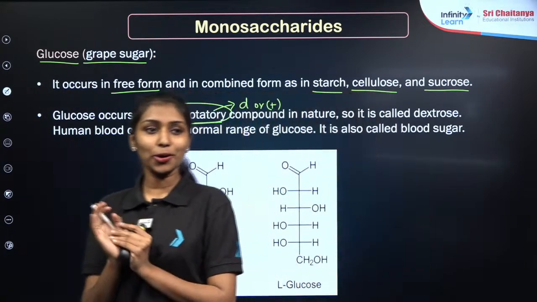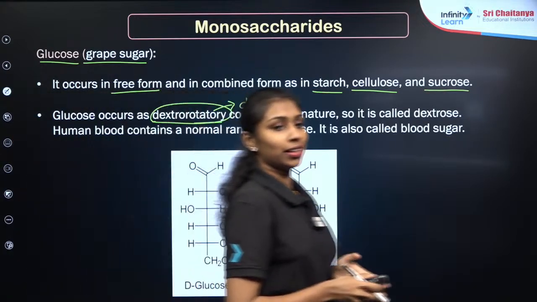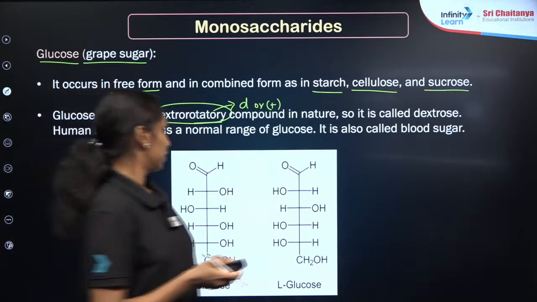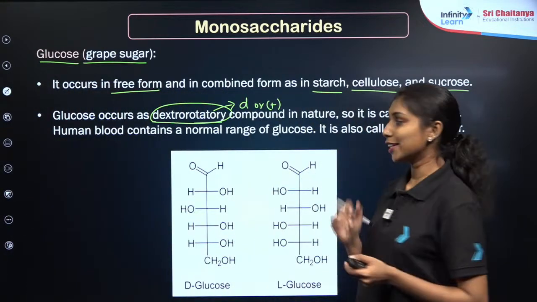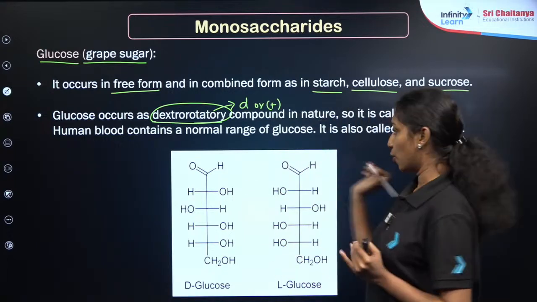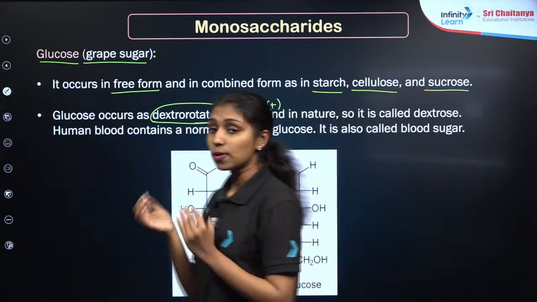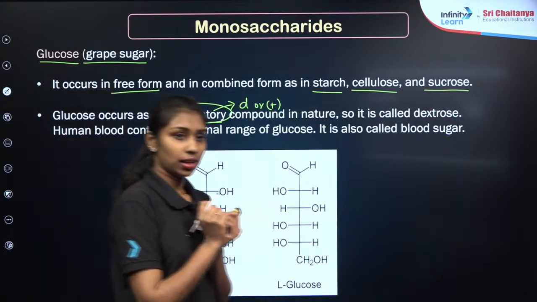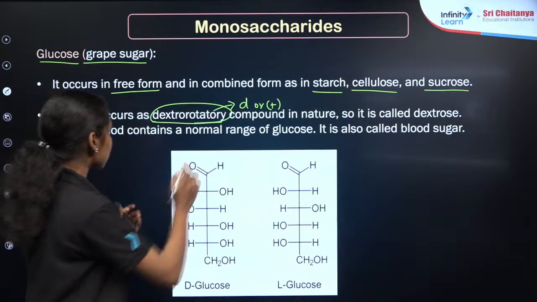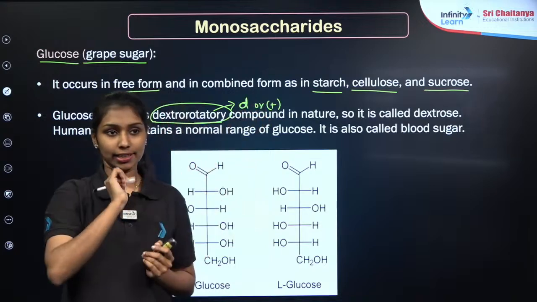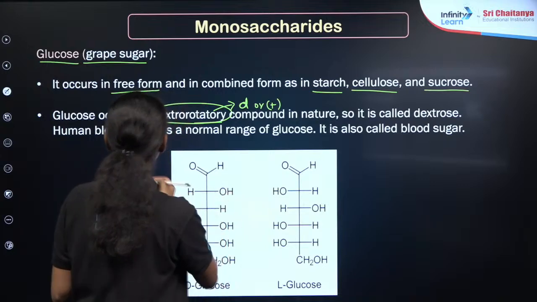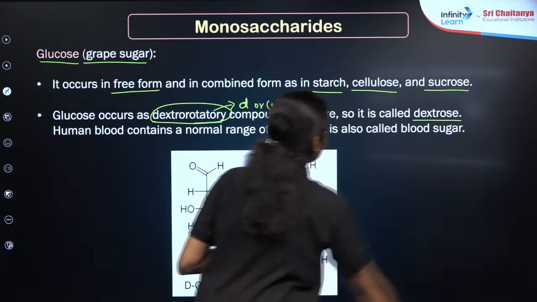Are you sure, small letter d or capital letter D? Small letter d, right? Whenever we are discussing the rotation of light, it stands for small letter d only. These glucose are also known as dextrose. Small d and capital D are not the same. Small d means it's about the rotation. Capital D I can see from the structure only. So glucose is always dextrorotatory, so it is known as dextrose.